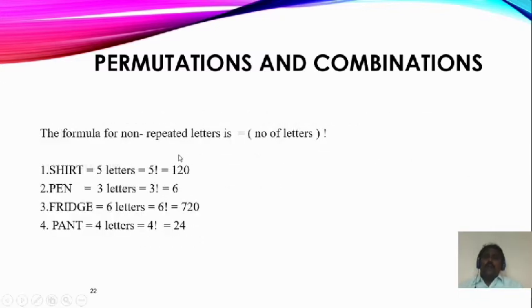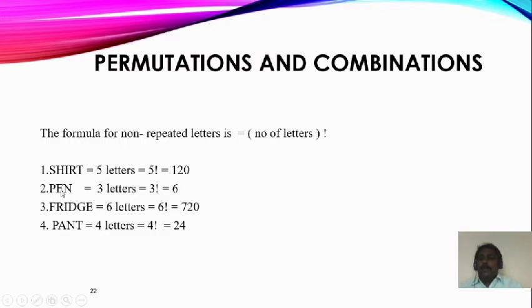Now, the formula for non-repeated letters. The formula for non-repeated letters is number of letters factorial. Simply, if a word is given and it contains no repeated letters, here I am taking examples of non-repeated letters. No letter is repeated in the word SHUT. So the formula is number of letters factorial. It contains 5 letters, so the answer is 5 factorial. 5 factorial means 5 into 4 into 3 into 2 into 1, that is equal to 120.